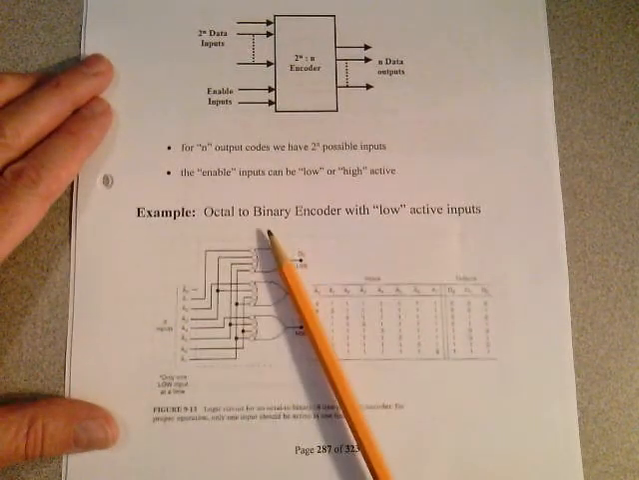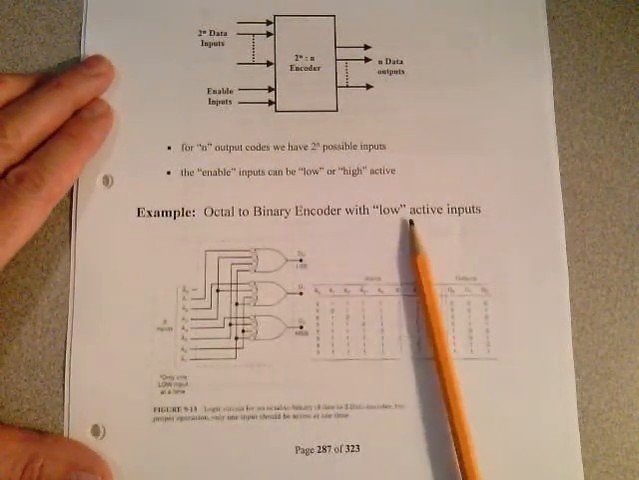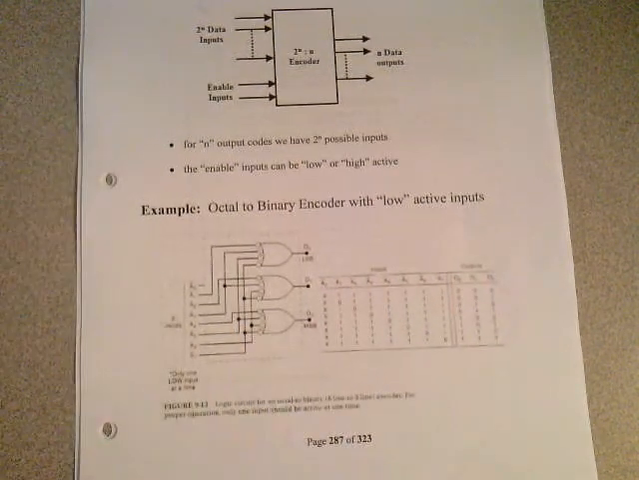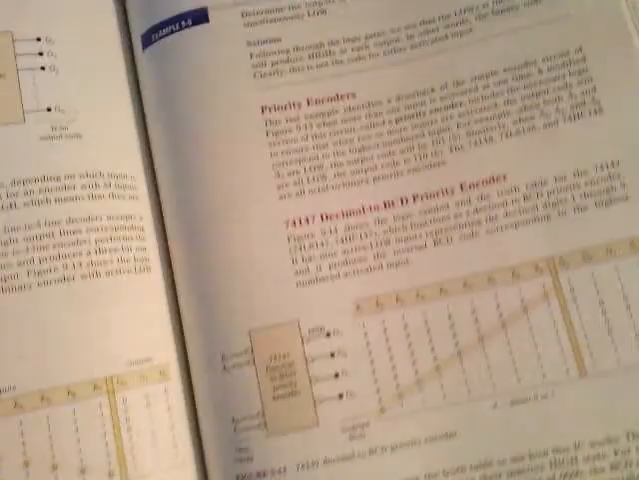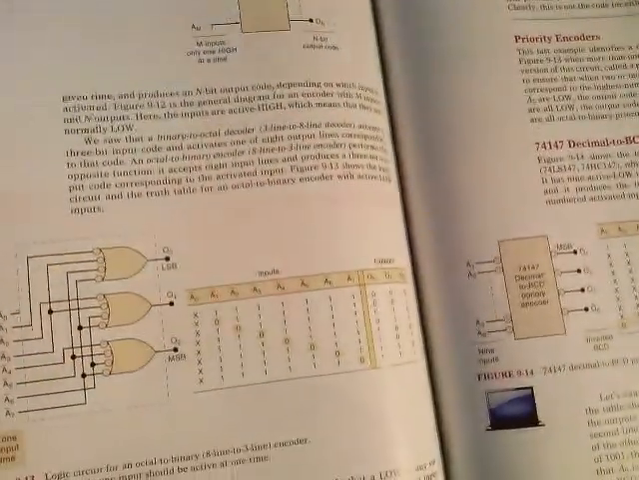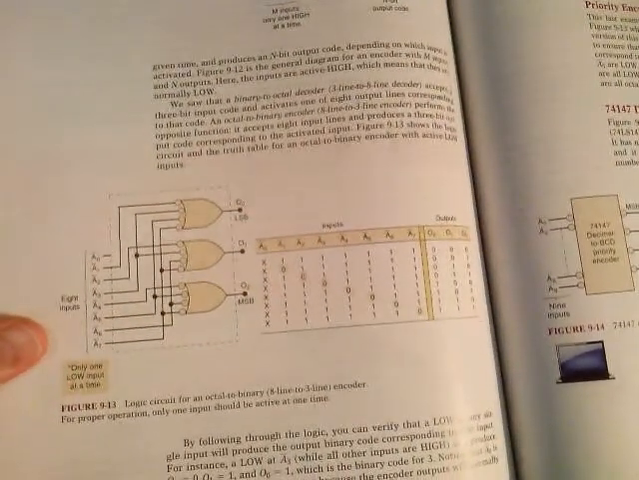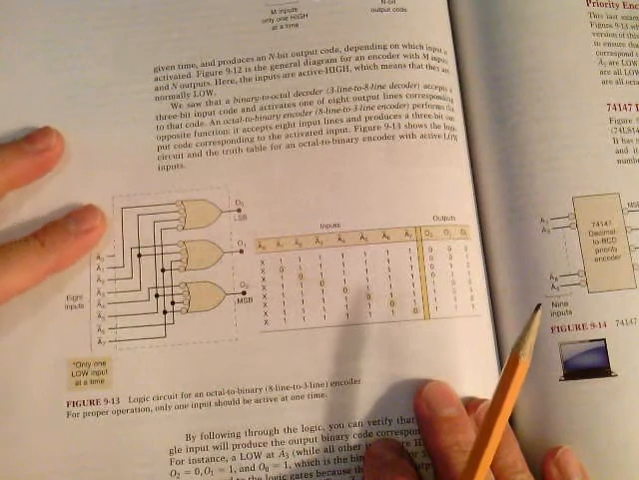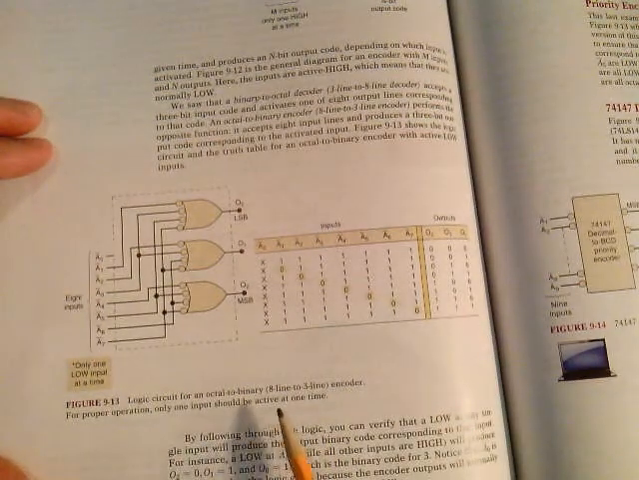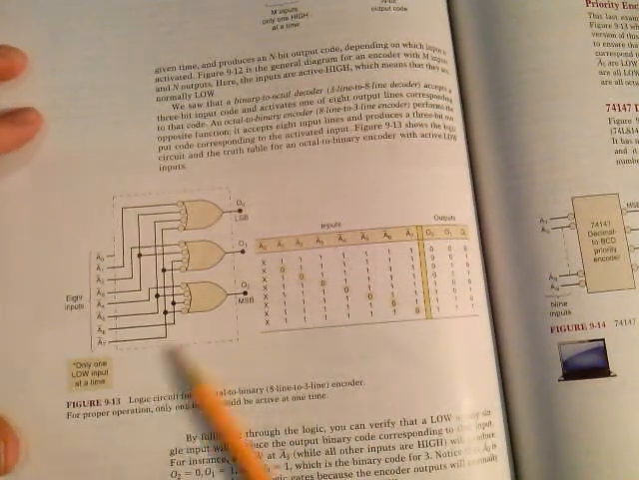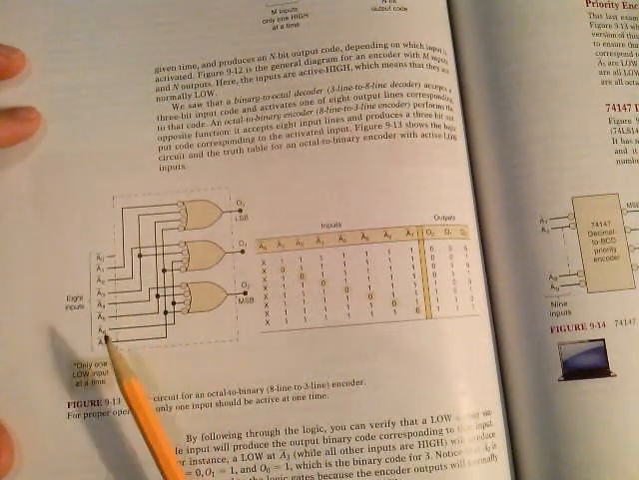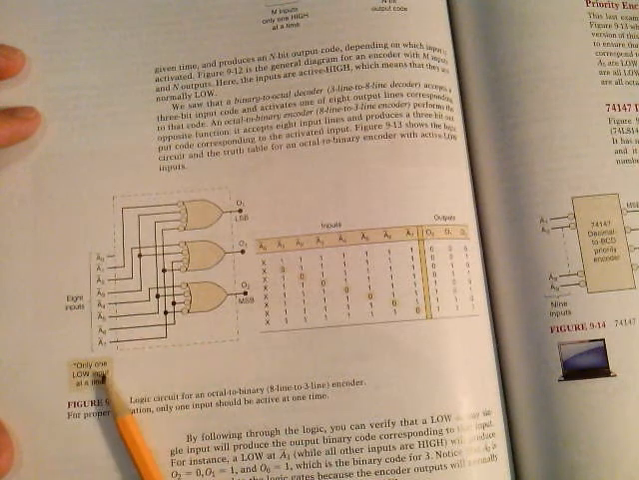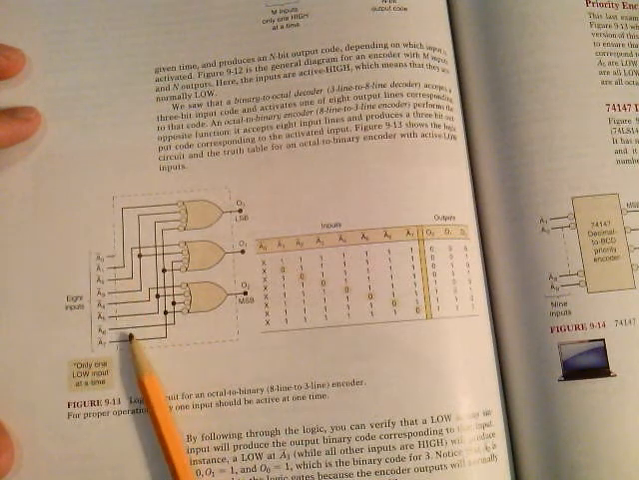Here we have an example of a binary encoder with low active inputs. And I'm going to look at the textbook here on page 200. In my lecture notes, it's page 287, but you might be able to see this better here if I'm pointing it out. This is a logic circuit for an octal to binary or an 8-line to 3-line encoder. Here's our 8 inputs. Only one of these inputs can be active. Remember that. And they're low active here. They're showing the inputs as low active.